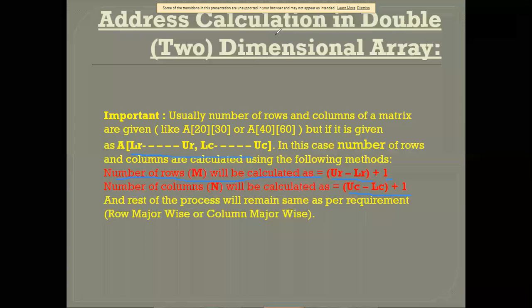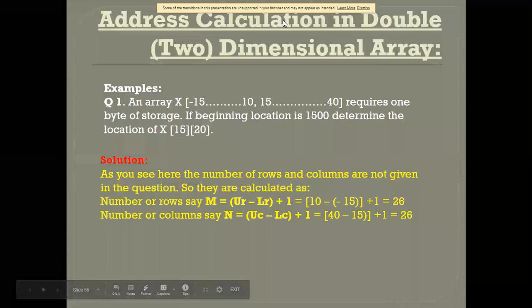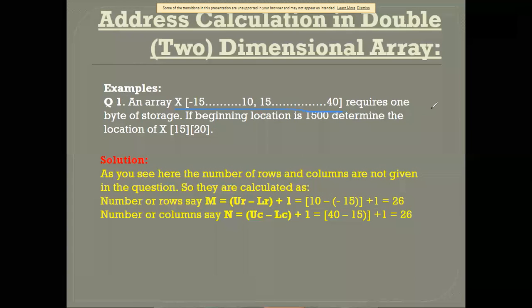Now we'll concentrate on an example. An array X, with bounds minus 15 to 10 and 15 to 40, requires 1 byte of storage, meaning a character value is stored here. If the beginning location is 1500, determine the location of X[15][20]. Meaning, what values of I and J are given to us? I is 15, J is 20. Right, so now we have to calculate. Here the values are given as lower and upper limits.